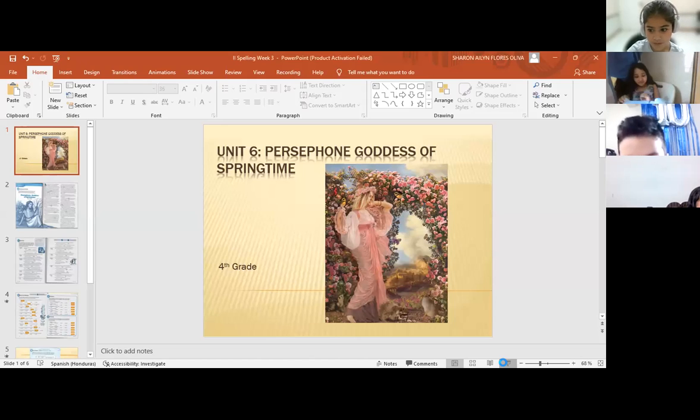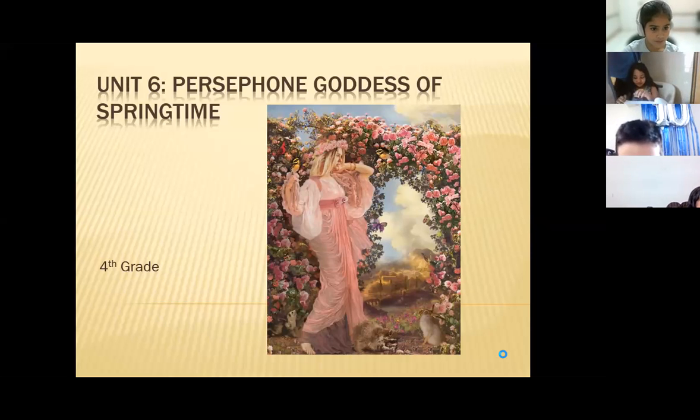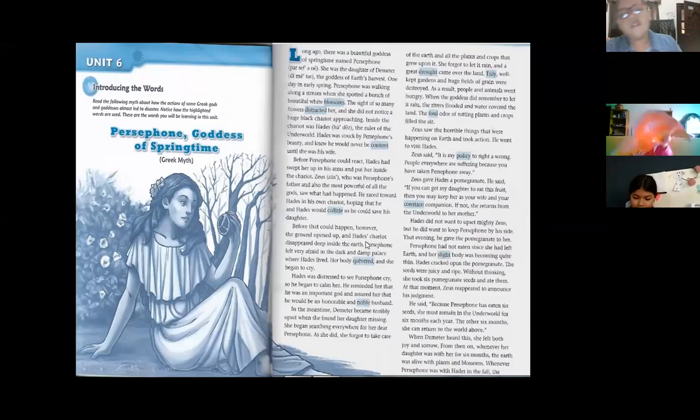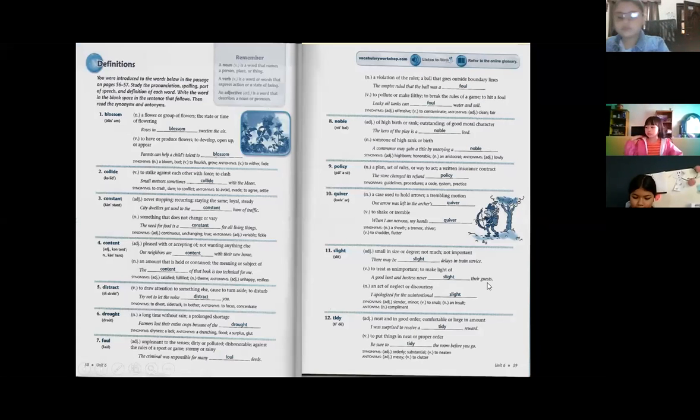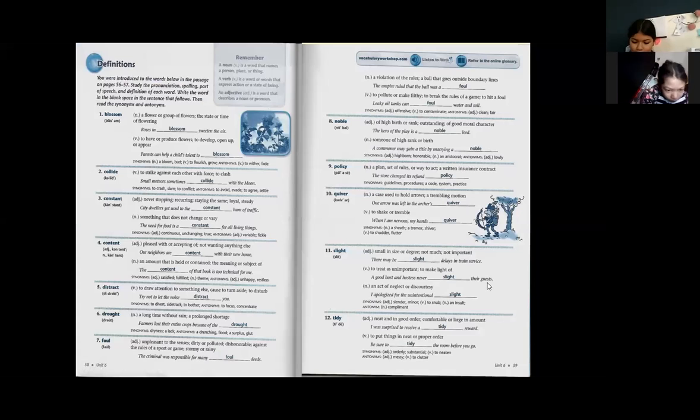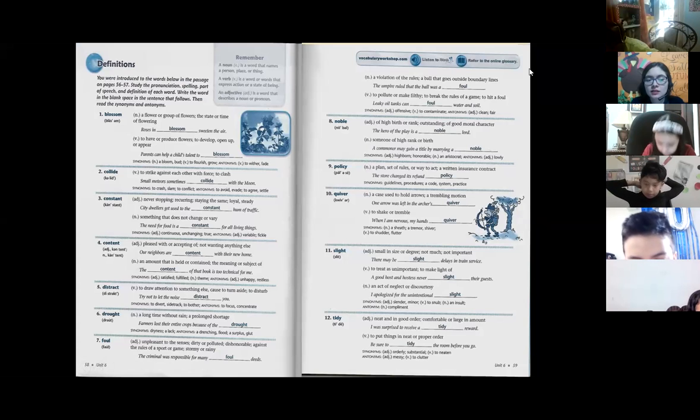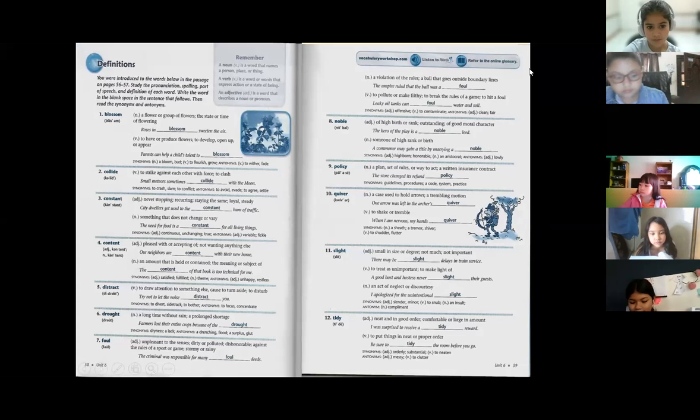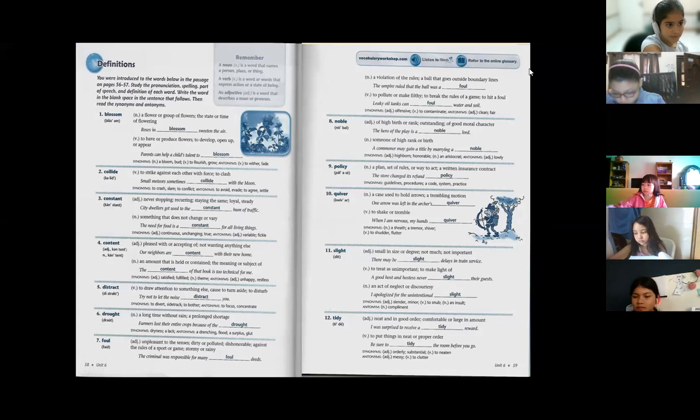Continue with unit number 6, Persephone, Goddess of Springtime. Now, before we go to work on the next pages, I'm going to ask some of the others to spell these words. Remember the definitions of blossoms, collide, constant, content, distract, proud, foul, noble, policy, quiver, slight, and tidy, because we're going to need them for the next pages.